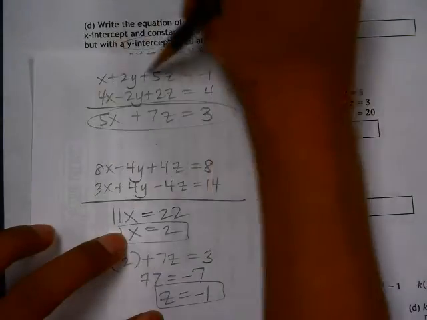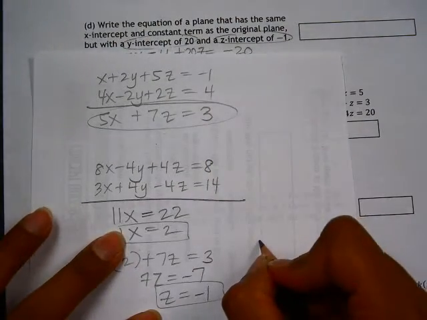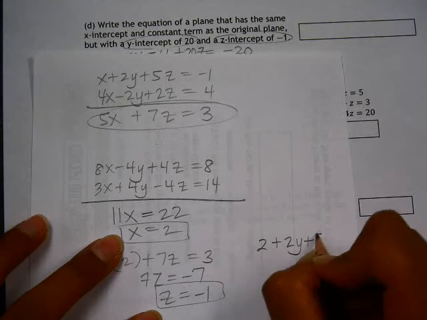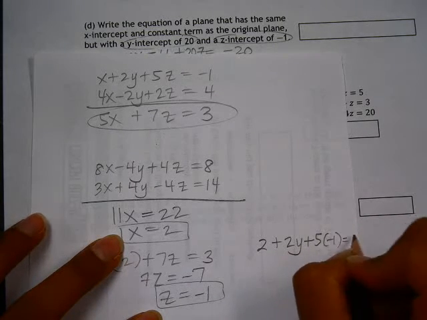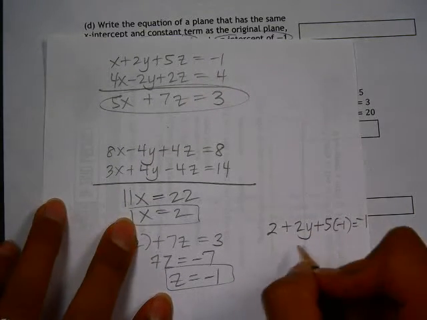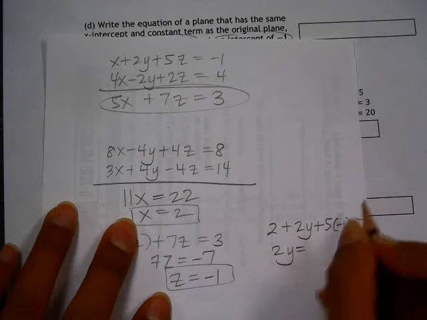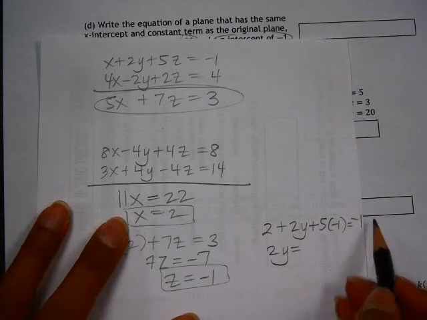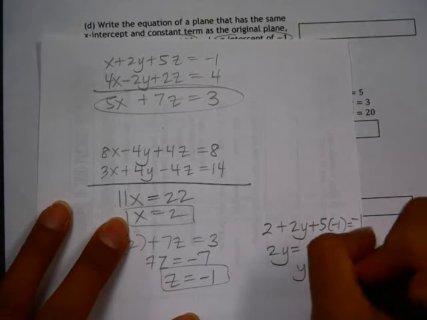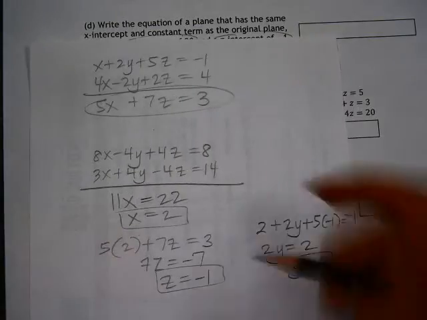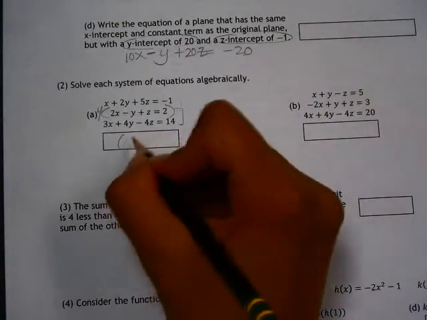I'm just going to use this one at the top, so x plus 2y plus 5z should equal negative 1. So 2y equals 2 minus 5 is negative 3. Add it to the other side, and that's 2. So y equals 1. So as a point, x, y, z, it would be 2, 1, negative 1.